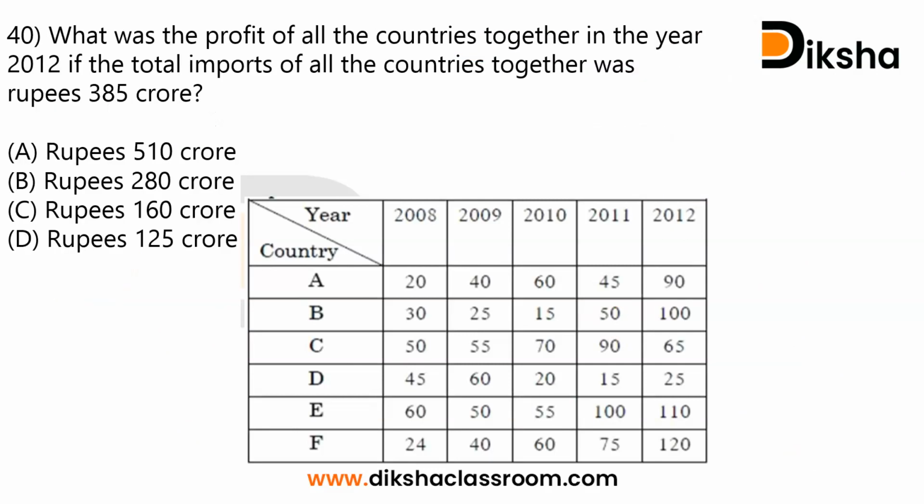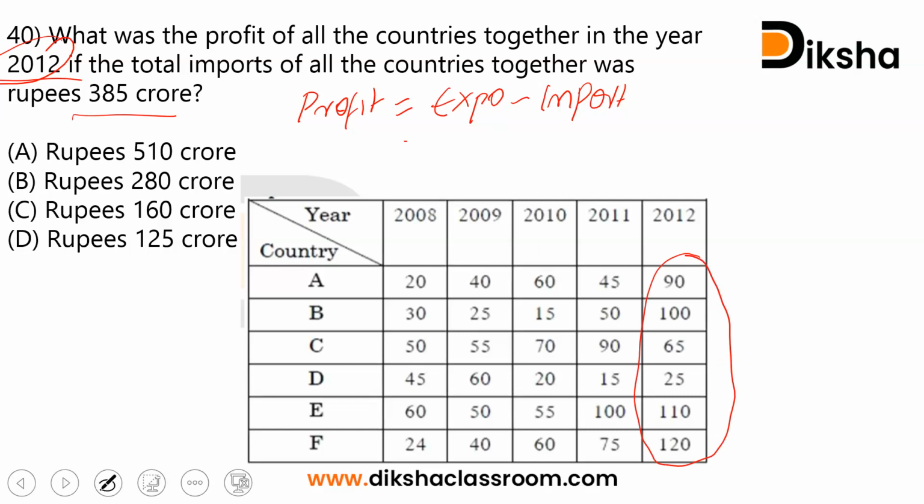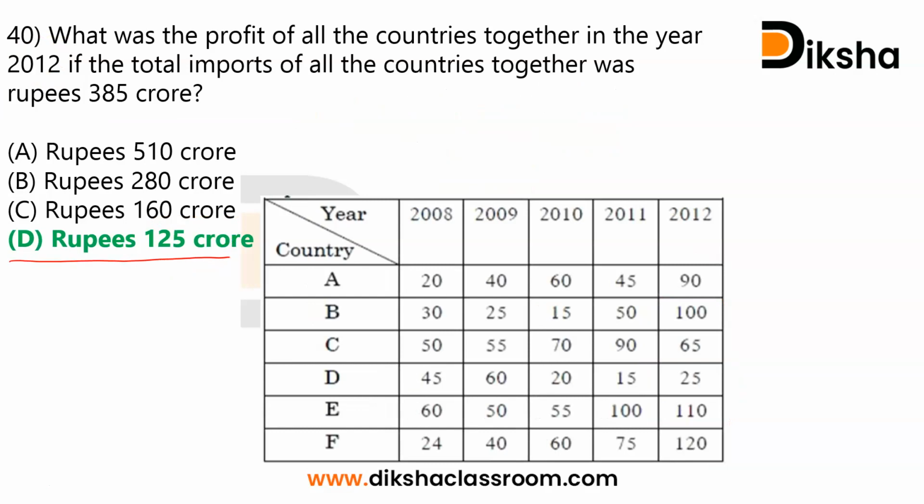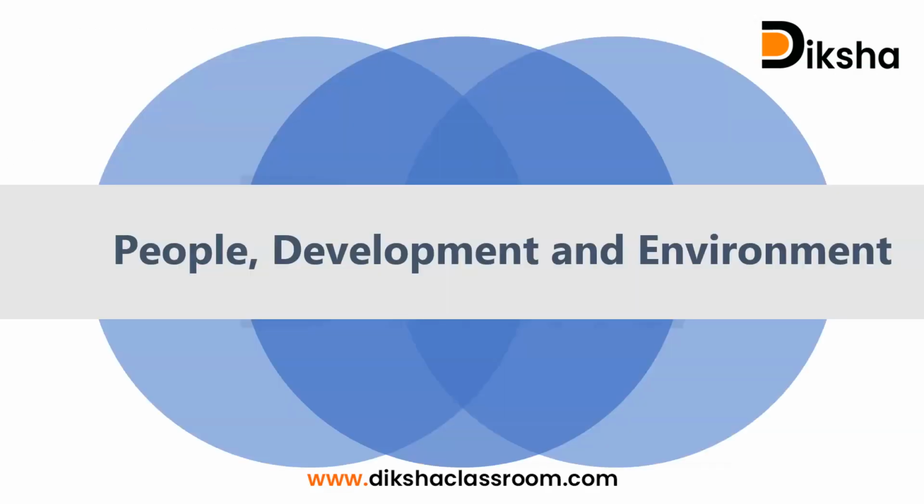So next we are moving to the last question from data interpretation. The question is, what was the profit of all the countries together in the year 2012 if the total import of all the countries was 385? It's almost an easy question because we know profit is equal to export minus import. The question is regarding 2012, so we want to find the total export in the year 2012. The total export is 510. Import is given as 385. So 510 minus 385, you get it as 125. So the answer will be 125 crore. Option D is the correct answer. So that's all about the questions from data interpretation.